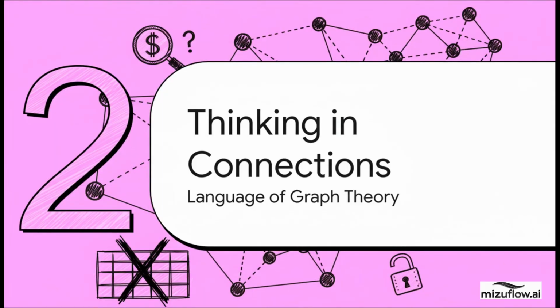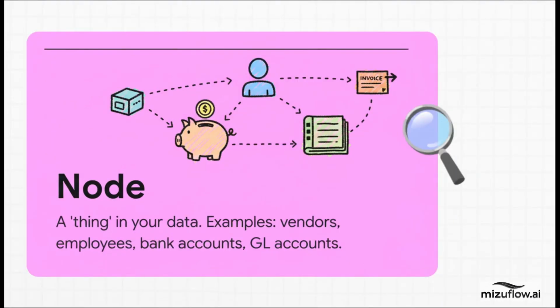So, if tables are the problem, what's the solution? Well, that brings us right to section 2, thinking in connections. And trust me, the language of graph theory is way simpler than it sounds. The whole thing boils down to just two incredibly simple concepts. First up, a node. A node is, well, it's just a thing. In our world, a thing could be a general ledger account, a vendor, an employee, an invoice, a bank account. You get the idea. Anything you can represent as a single entity is a node.